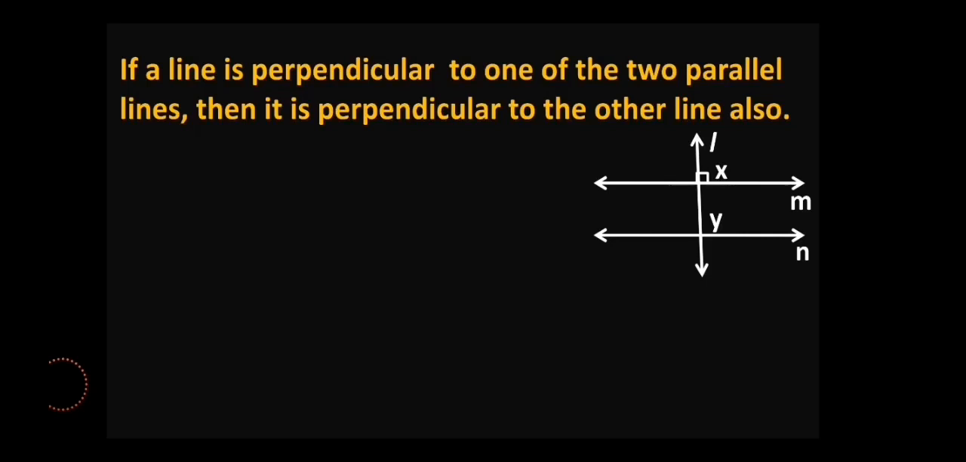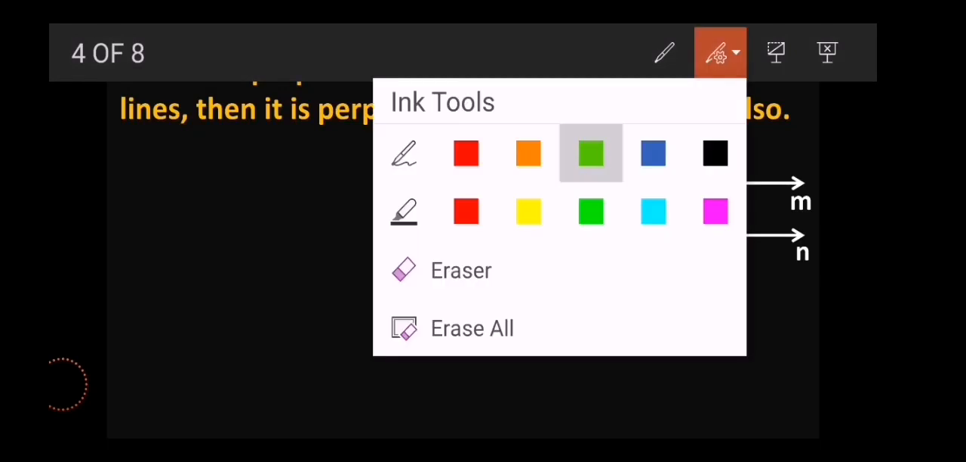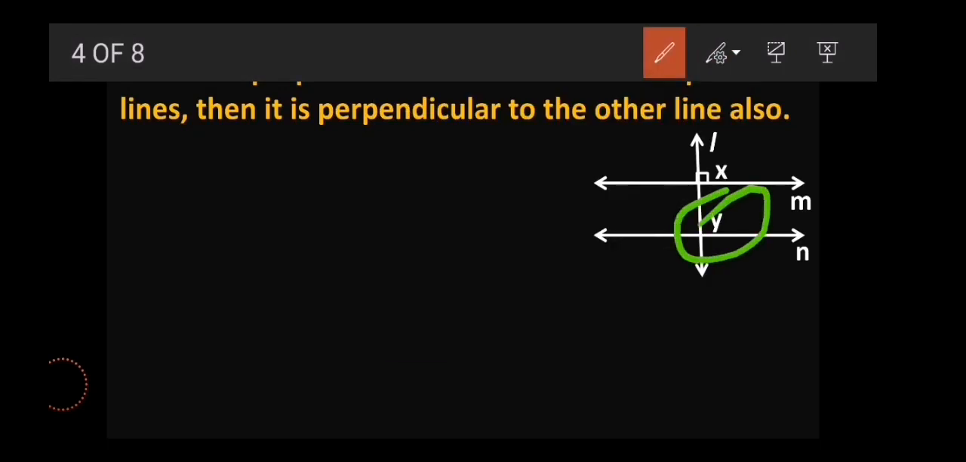And consider one more angle Y as shown in the diagram, so that it will be easier for us to prove. We need to prove that this angle Y over here is nothing but 90 degree. If we prove that Y equal to 90 degree, then ultimately we can say line L is also perpendicular to line N. I hope I made some sense to this question.